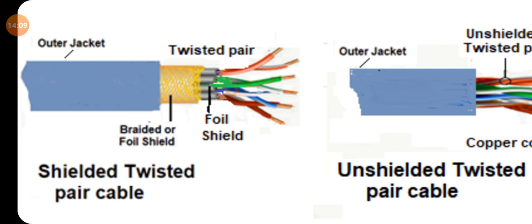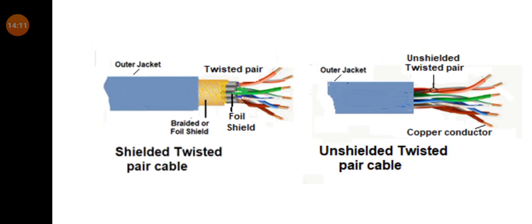Okay. So the types of twisted pair are shielded and unshielded. So go through all the characteristics and advantages and try to remember these.